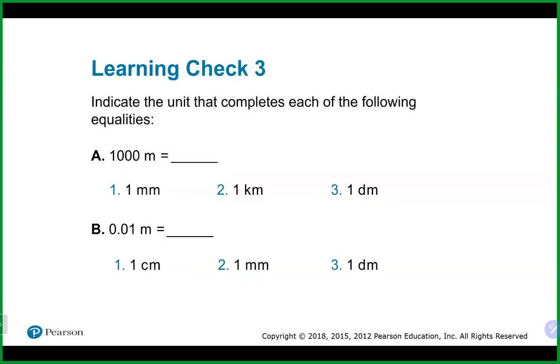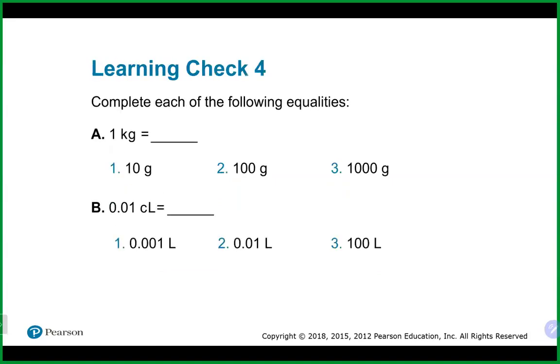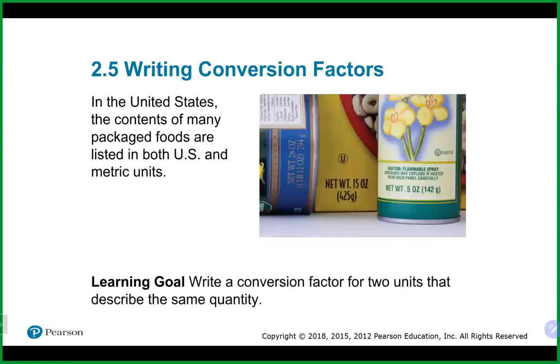So let's take a look at each of these. 1,000 meters is 1 kilometer, right? And 0.01 of a meter is our centimeter there. Okay, so those are some of those conversions that we saw on those slides. We're going to skip through some of that.